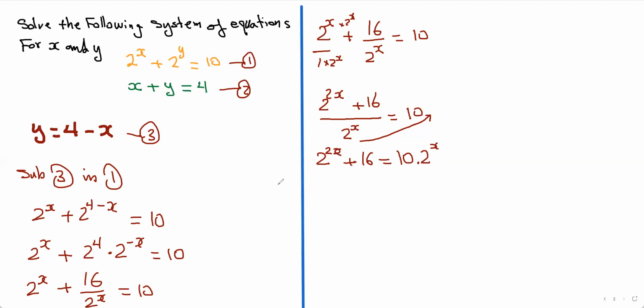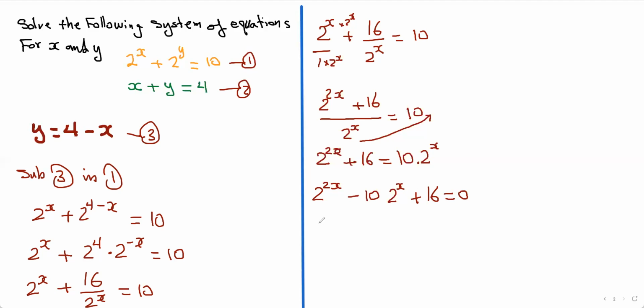Now you look at this and you wonder what we're going to do. I'm going to move all of this to the left side, and I think we could have a quadratic. So 2 to the power of 2x. I'm going to move this right away to this side, so it's going to become minus 10, the coefficient of 2 to the x. And then I have the plus 16 equals 0.